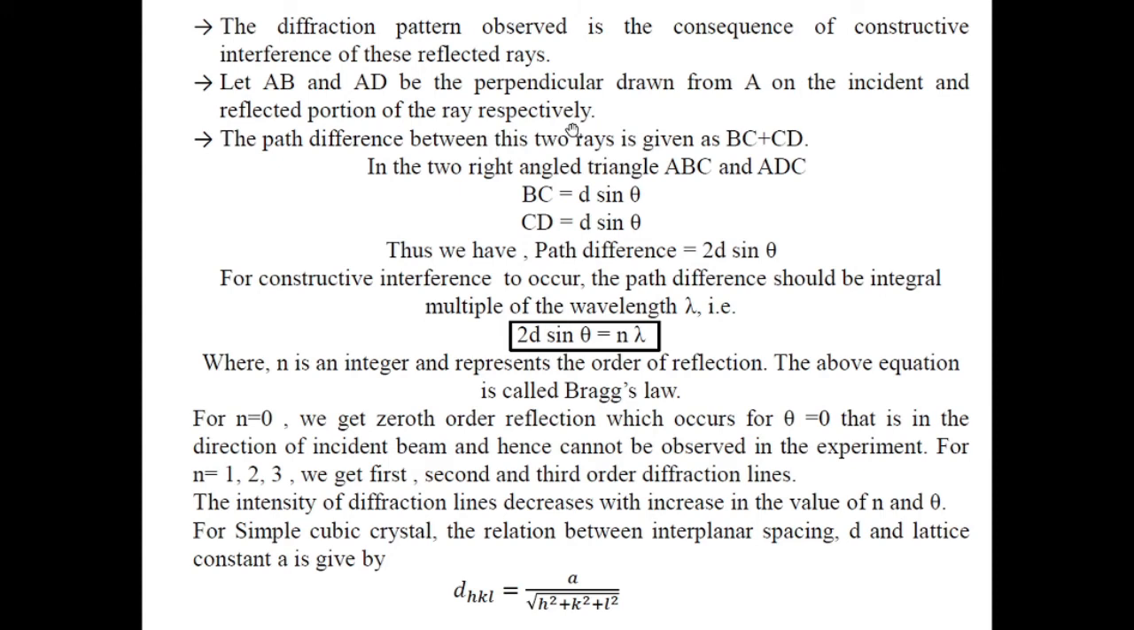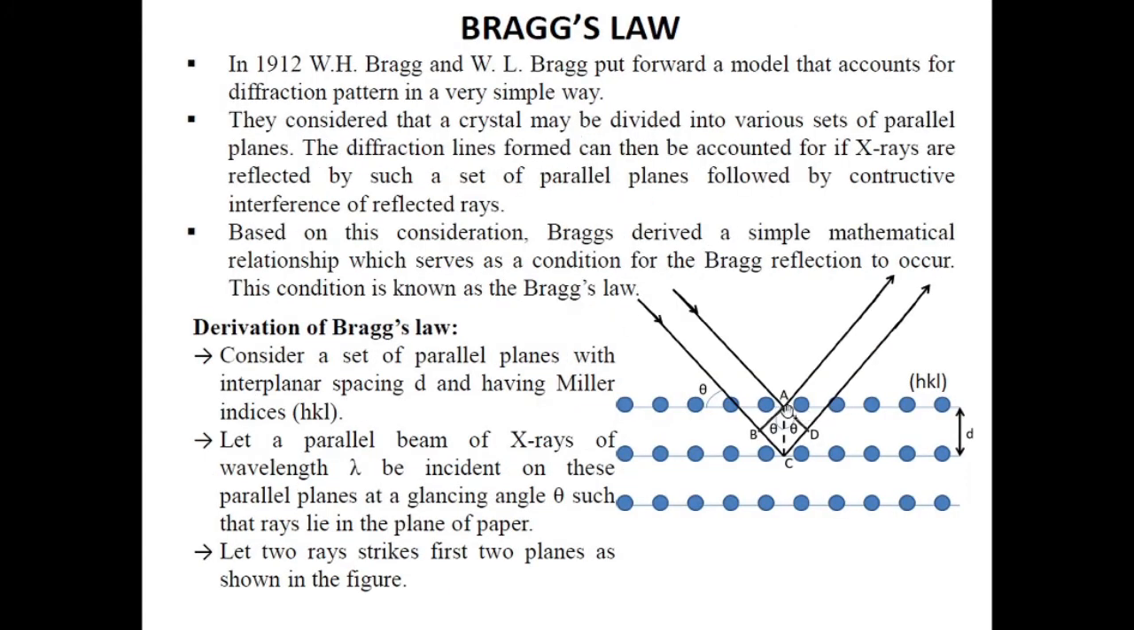Now here AB and AD are the perpendiculars drawn from A on the incident and reflected portions of the ray respectively. Here in the diagram you can see that from the point A I have drawn a perpendicular AB on the second incident ray and AD perpendicular on the second reflected ray. Since both rays follow the law of reflection, if you use geometry you will see that this angle is the same as this one. So I have assumed it as an angle theta. Whatever angle you have seen here, the same angle we will get here.